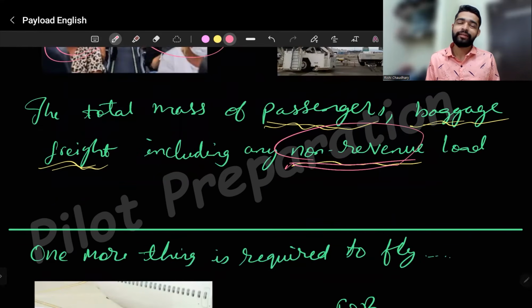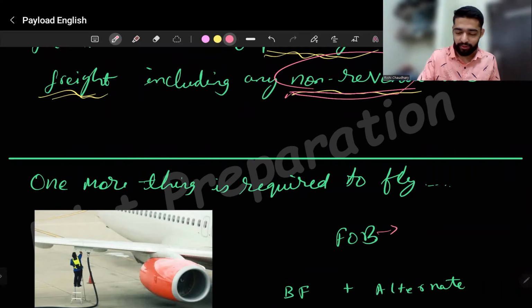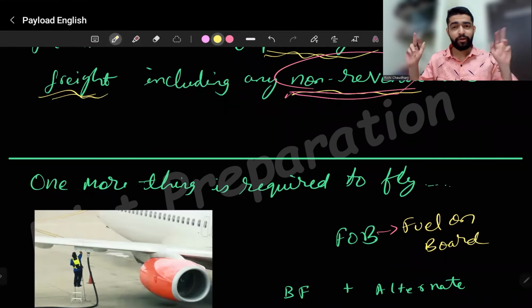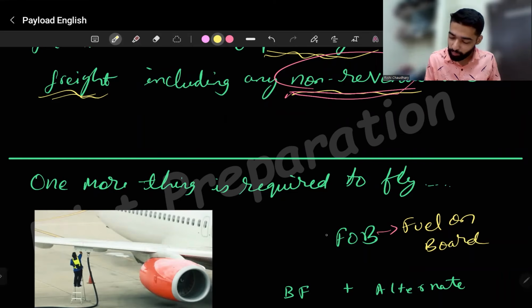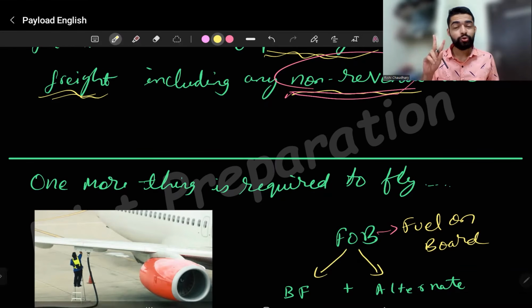What is remaining? Of course, the very important thing, which is the energy of the plane, that is, we'll say, fuel on board. Very fancy word to say, right? So this is fuel on board. Just like baby on board, I have my fuel on board, isn't it? So this fuel on board consists of two things.